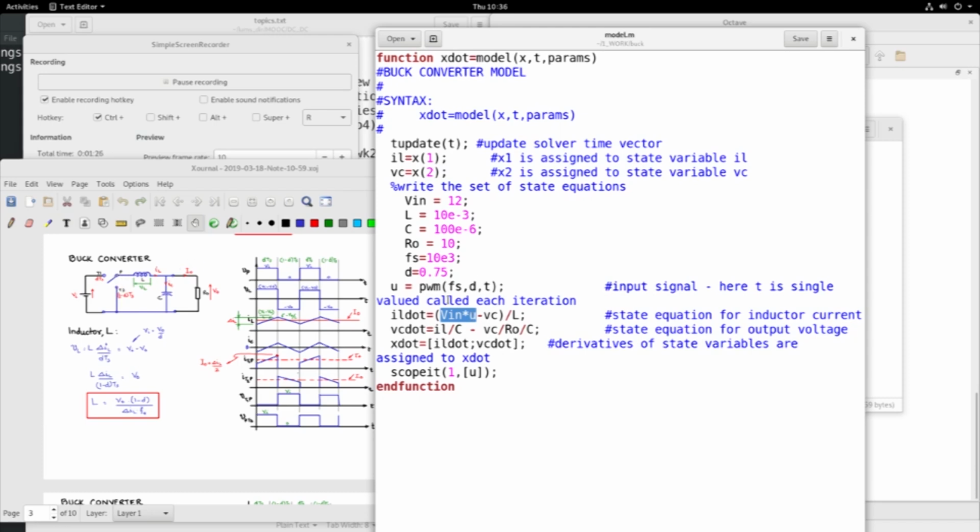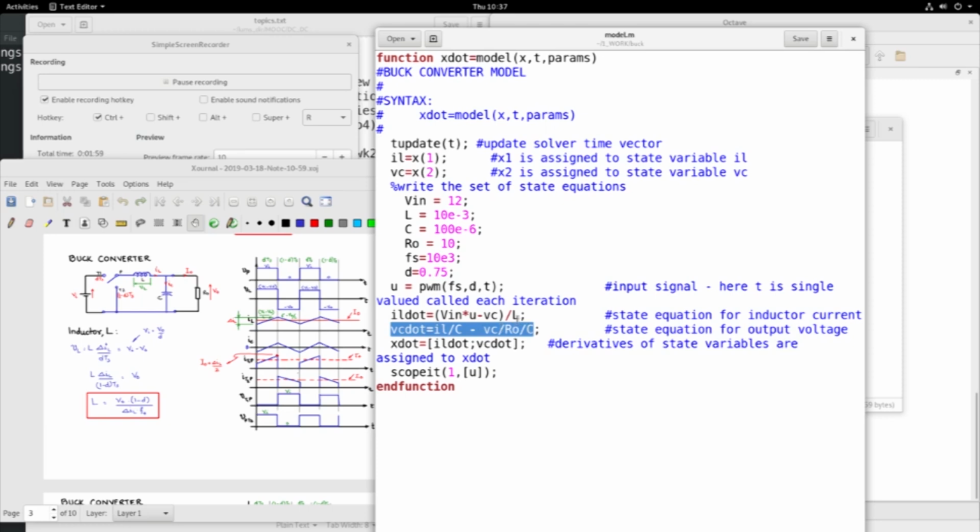So the U is actually coming as the output of a PWM block where you give the switching frequency, duty cycle and T, and then accordingly this U comes as output of the PWM block. And VC is the voltage across the output, which is the capacitance. So that minus VC by L will be IL dot. Likewise, the voltage across the capacitance is the other state. C dVc by dt is IL minus VC by R naught.